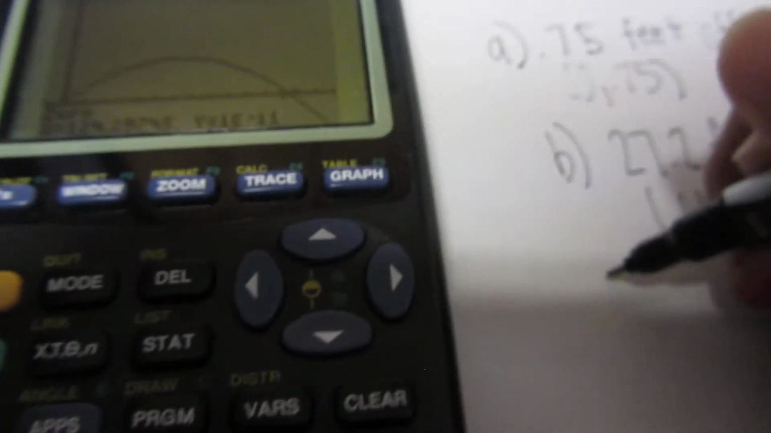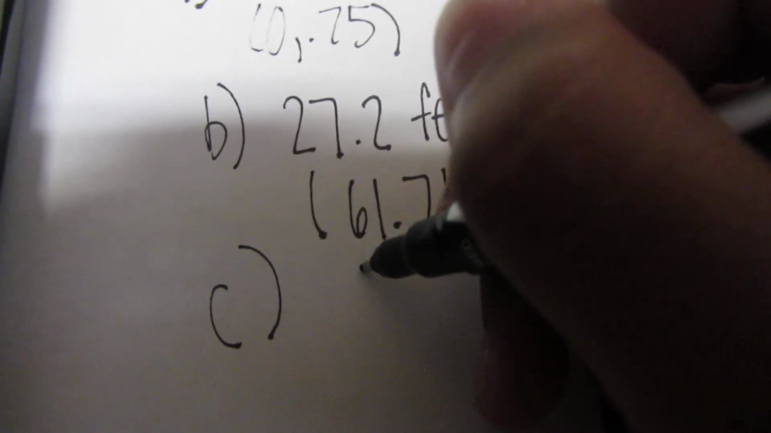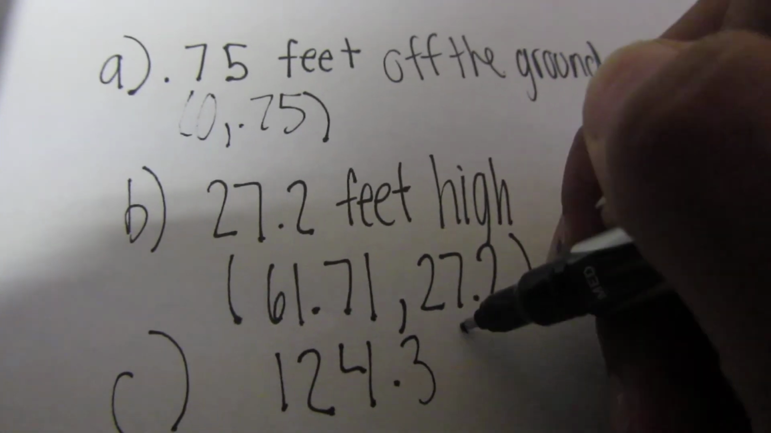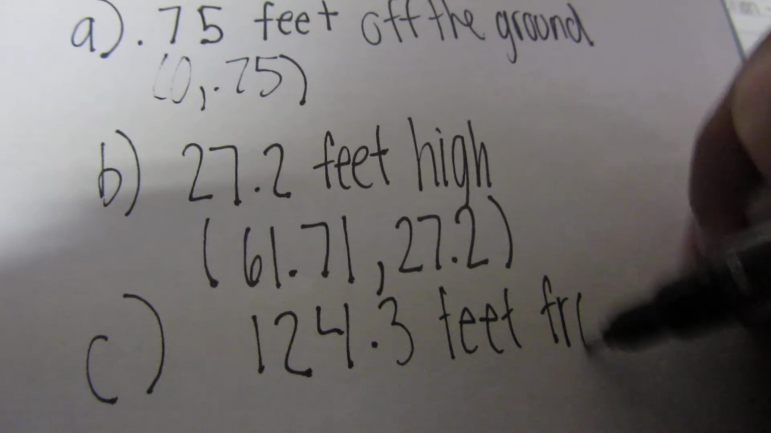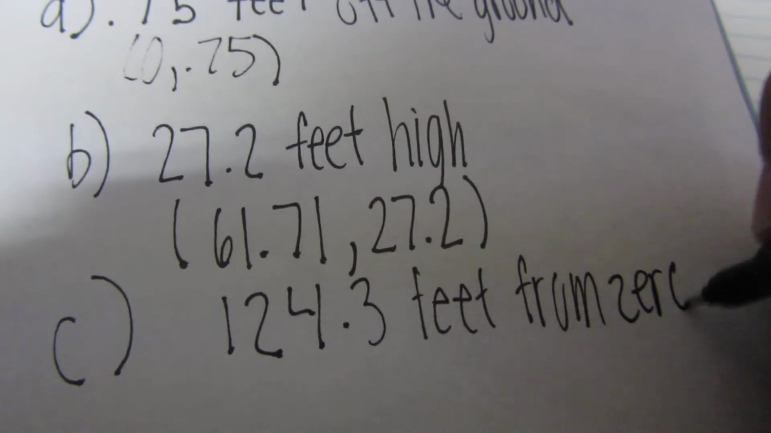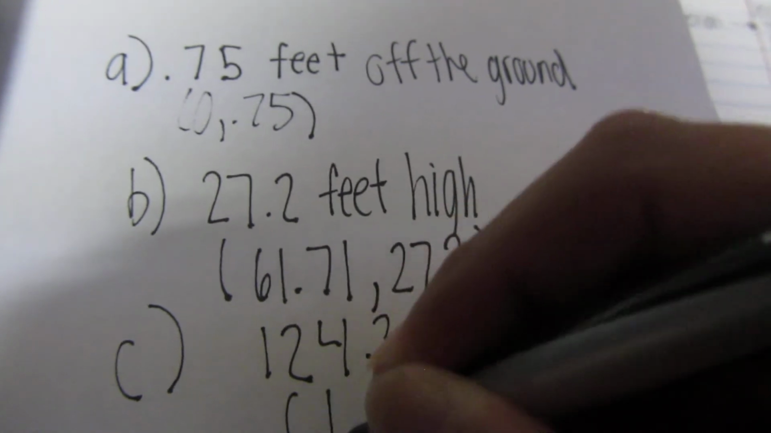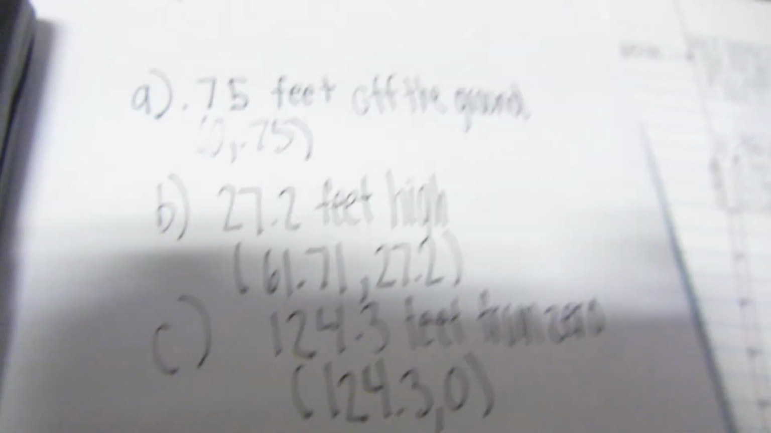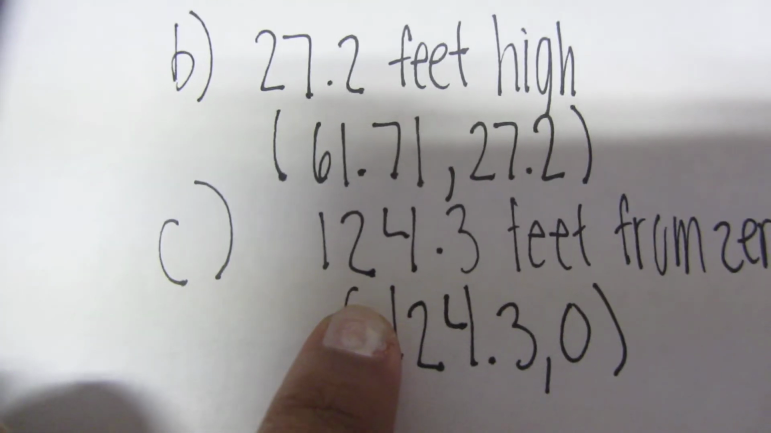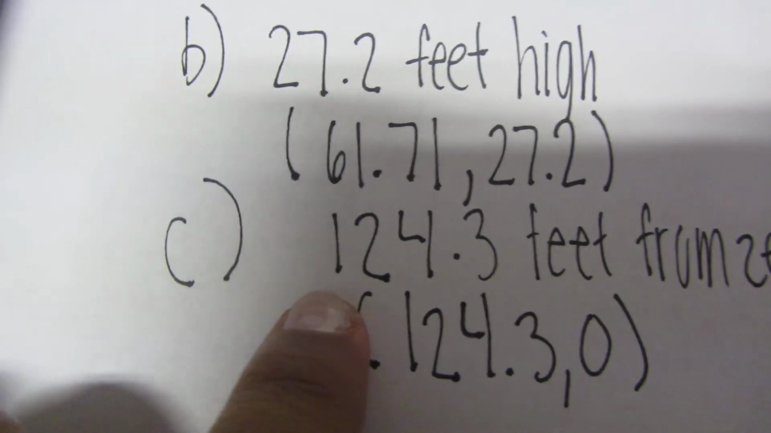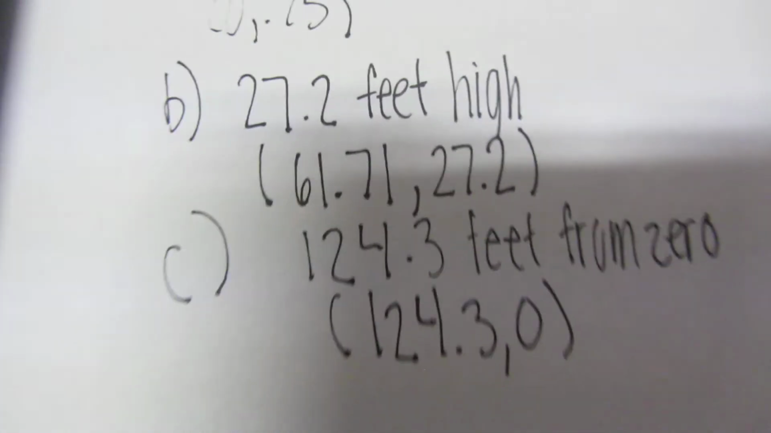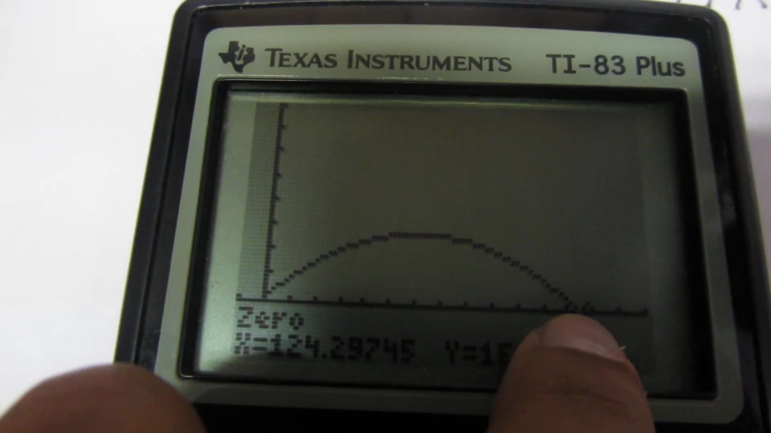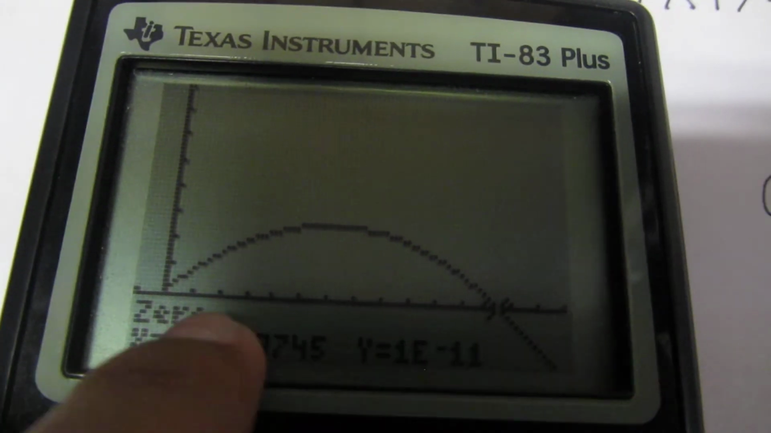So the answer would be x is equal to 124.3 feet from 0, or 124.3, 0. And the reason it is 124.3 feet away from 0 is because, as you can see in the calculator, it's 124.3 feet away from the zero, as in the x-axis. So that's why.